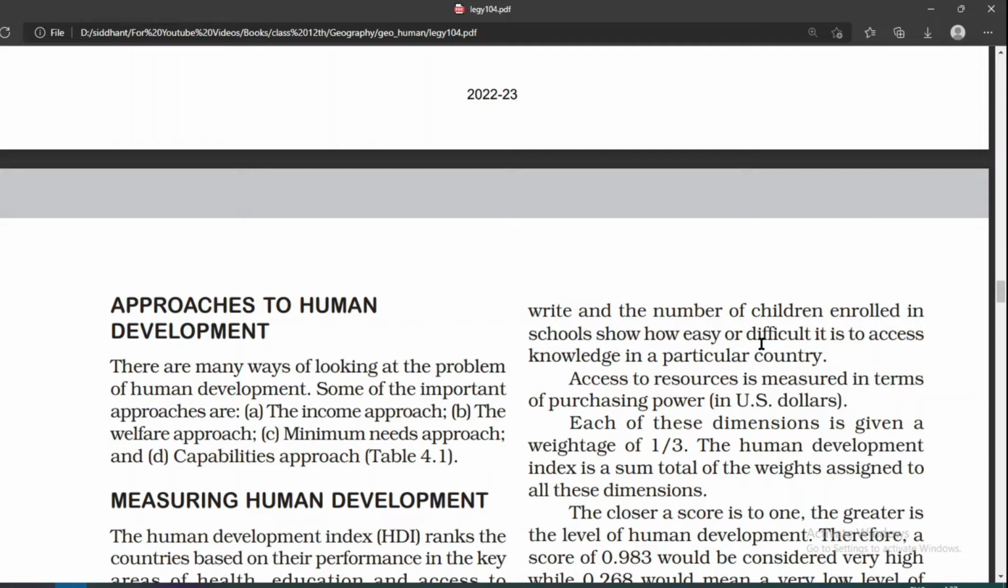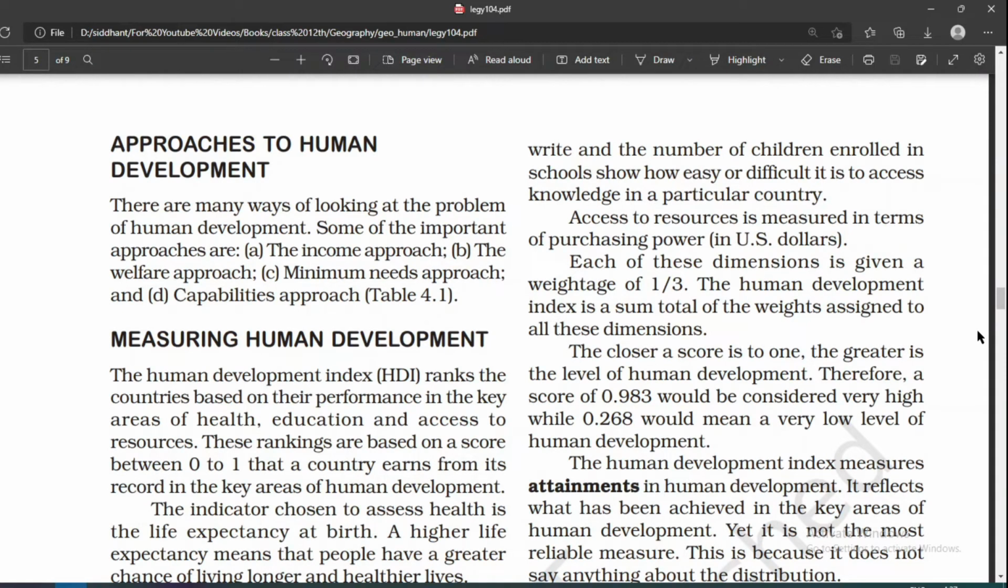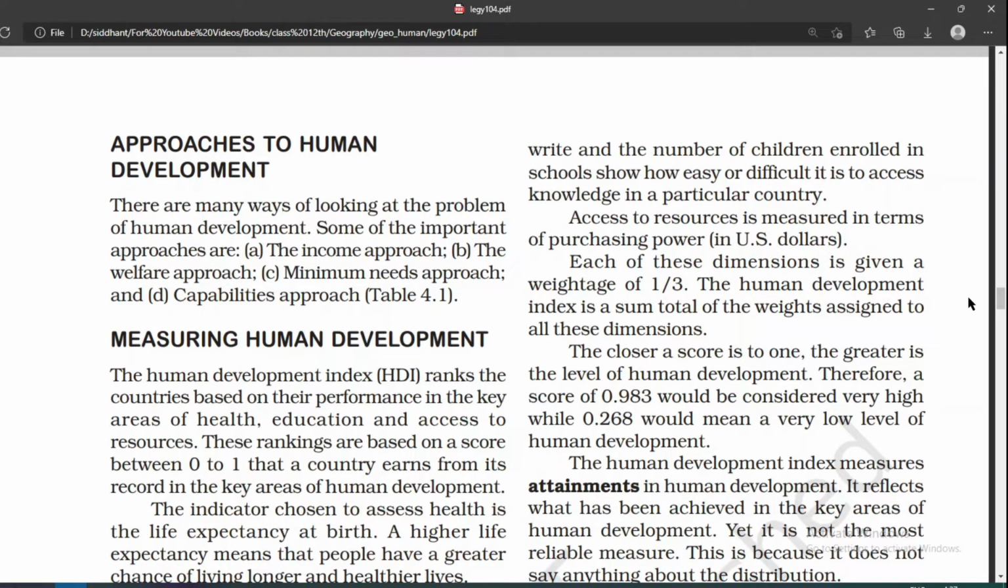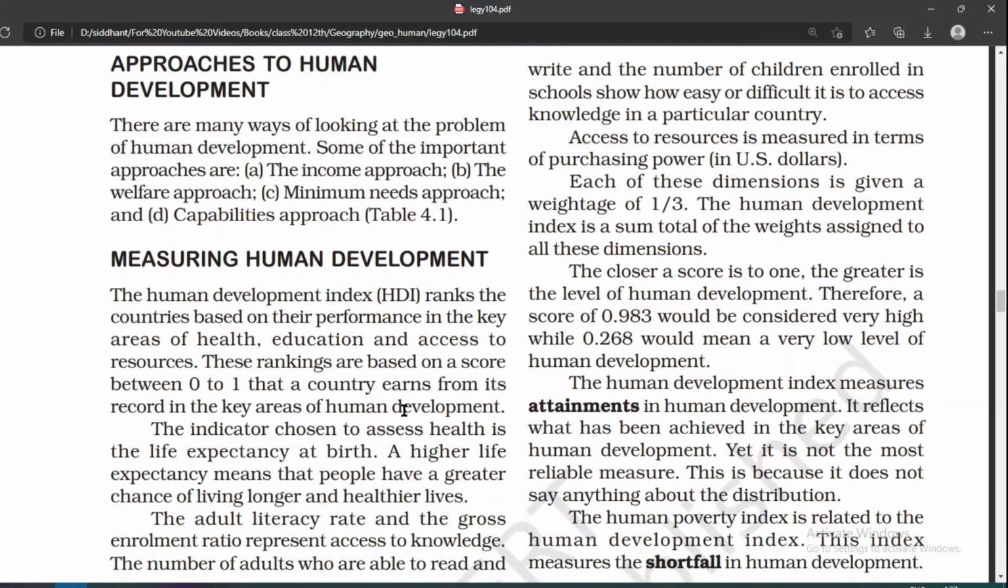Each of these dimensions is given a weightage of 1 upon 3. The Human Development Index is a sum total of the weights assigned to all these dimensions. The closer a score is to 1, the greater is the level of human development. Therefore, a score of 0.983 would be considered very high, while 0.268 would mean a very low level of human development. The Human Development Index measures attainments in human development.